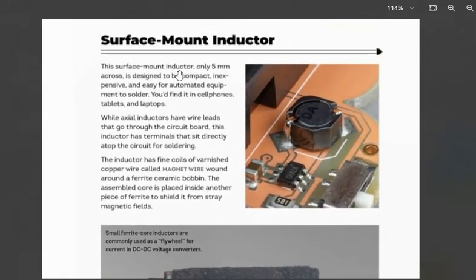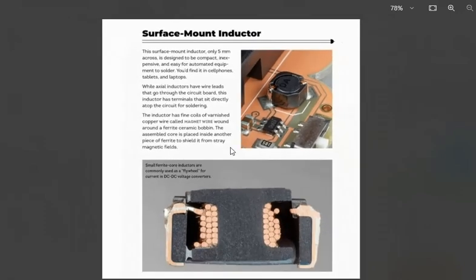And where we can see it, the surface mount inductors can be found in various electronic devices, including cell phones, tablets, laptops, and audio equipment. If we talk about cell phones, they help filter out noise and improve the overall performance of the device. And in tablets, they are used in similar applications as in cell phones. In laptops, they are used in power supplies and other circuits to ensure stable and efficient operation. And in audio equipment, they are used to filter out unwanted frequencies and improve the sound quality. So let's move on to our next component.